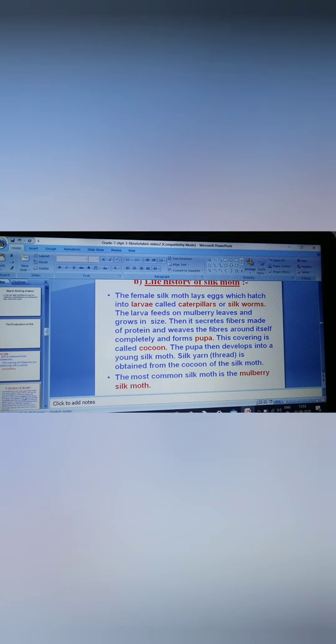The pupa then develops into a young silk moth. Silk yarn, that is thread, is obtained from the cocoon of the silk moth. The most common silk moth is the mulberry silk moth. Please make a note of this in your notebook, children.